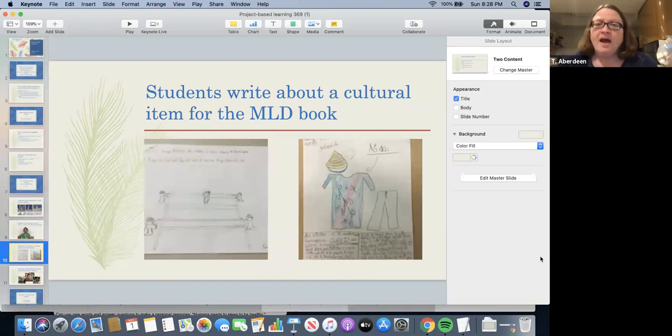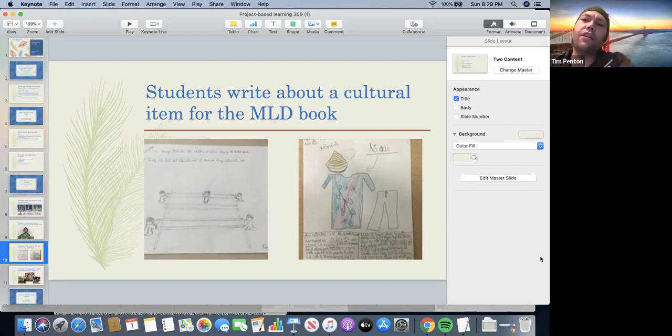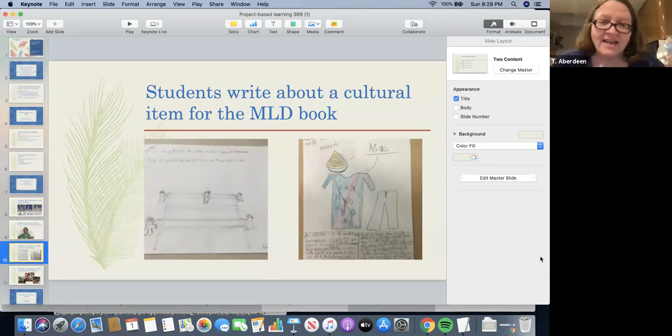Okay. So here on this slide, you'll see samples of two students' work. In the first picture, there is a game that kids play in Vietnam. And in the second picture, it's traditional Vietnamese clothes. In the first picture, you see there's two kids with giant sticks. Those are pieces of bamboo. So Tim's wife is Filipina, correct? That's right. And she's here and she's saying that they also have that game.